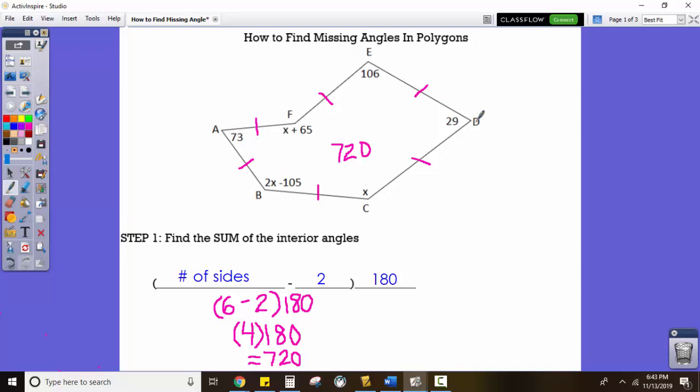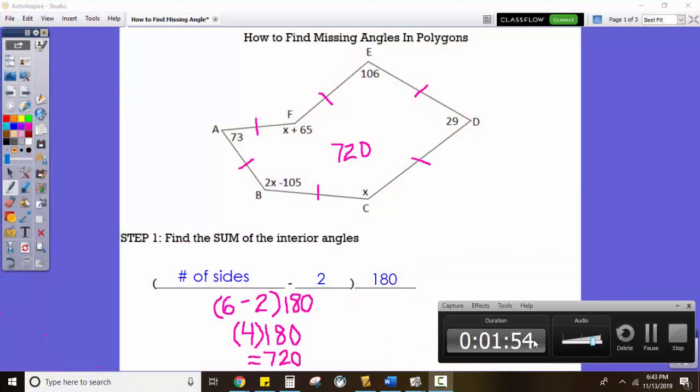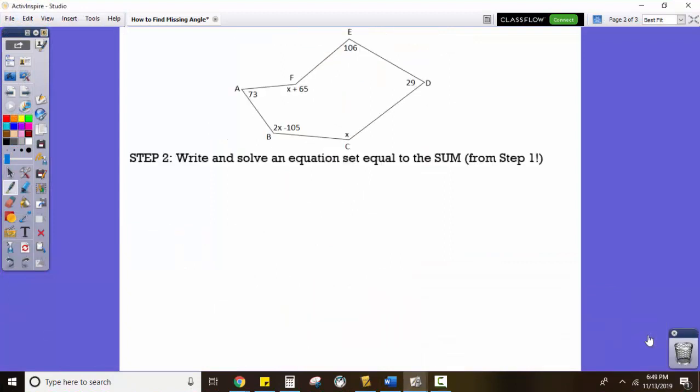Now, obviously, I don't know the degrees of each angle yet because I've got some variables here that we're going to solve for, and that is step 2. Step 2 says you're going to write and solve an equation set equal to the sum from step 1. Remember our sum was 720 that we just found. So that's what our equation is going to be set equal to. I'll write equals 720, and then we have to figure out what goes on the other side of the equation. On the other side, I need to gather all of these expressions for each angle.